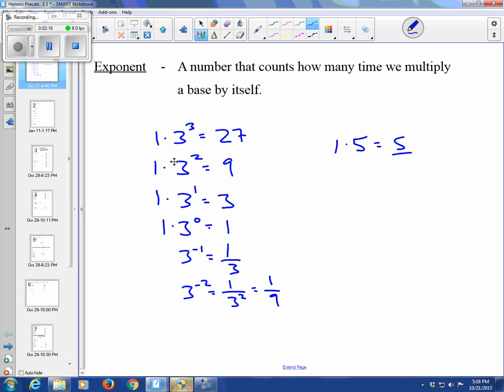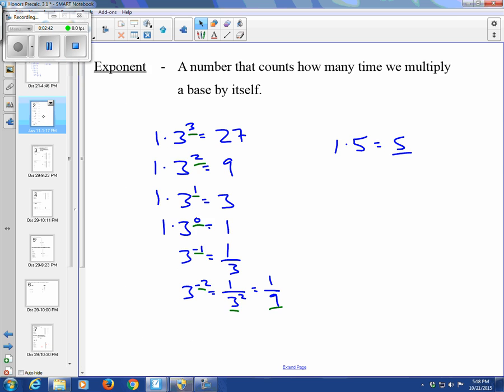So in general, we can see that that exponent is really counting how many times we multiply a number by itself, even when it's a negative exponent. When it's a negative exponent, it's basically saying I am unmultiplying 1 3, or unmultiplying however many 3's the power is. So negative 2 would be an unmultiplication of 2 3's, or a division of 2 3's, which gives us a division by 9.